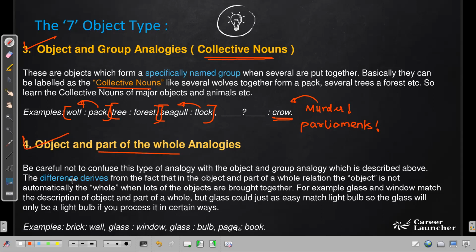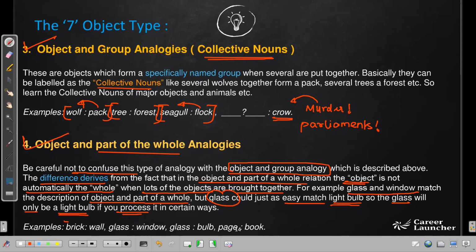Objects and the part of a whole. Now, be careful. Do not confuse this type with object and group analogy. It is described above. The difference derives from the fact that in object and part of a whole, the object is not automatically the whole when lots of objects are brought together. For example, glass and window match the description of object and part of whole, but glass could not just easily match with light bulb. So the glass will only be a light bulb if you process it in a certain way. So these are objects which are not the whole part of it.